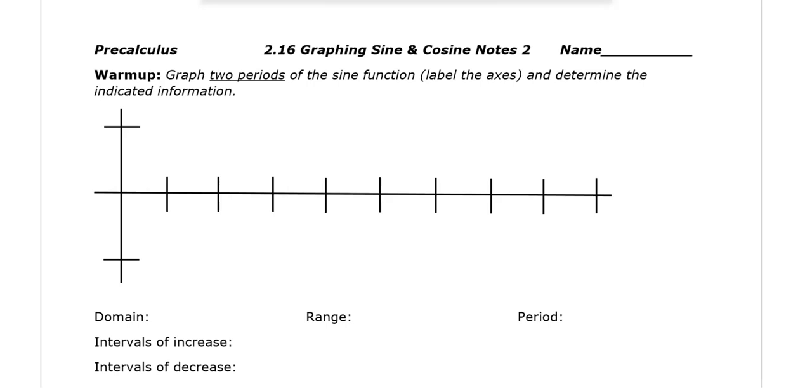All right, guys, today we're going to start doing our day 2 notes for graphing sine and cosine. We've got this little warm-up right here. I hope you took some time to try this on your own. If you did not, go ahead and pause the video and do so. Here it tells us to graph two periods of the sine function, label the axis, and determine the indicated information. The indicated information is all down here.